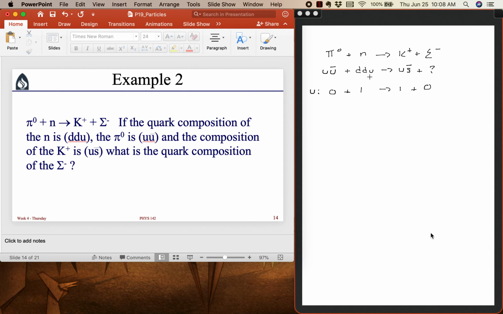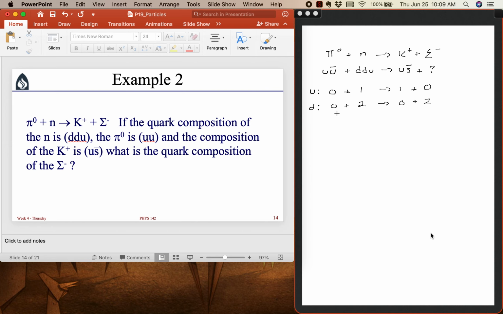We also have down quarks involved, so let's conserve down quarks. Here there's no down quarks. Here we have 2 down quarks. That goes to no down quarks. So we know this mystery particle needs to have 2 down quarks. So there's going to be 2 downs in that mystery particle.